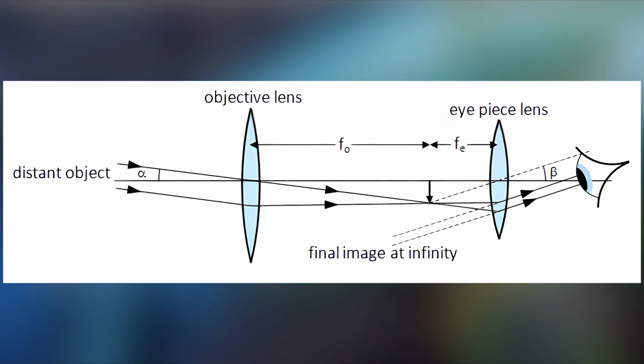We form an image there, a real image. And how do we form that image? Well, we form it using the objective lens. That's how we get the image to be formed exactly where we want it. So it's important that the objective lens and the eyepiece lens are placed at exactly the right distance apart.